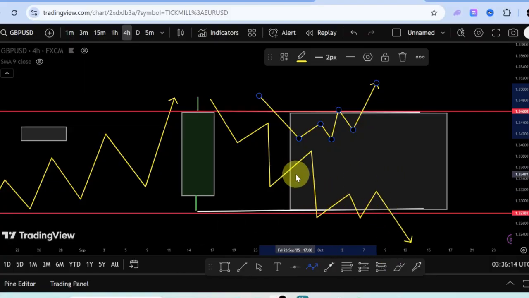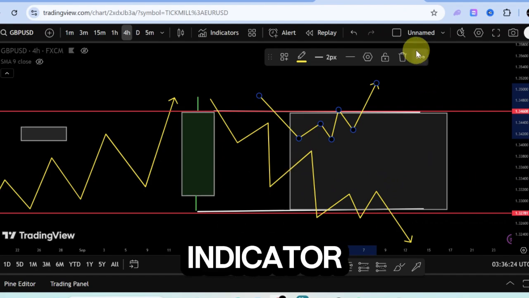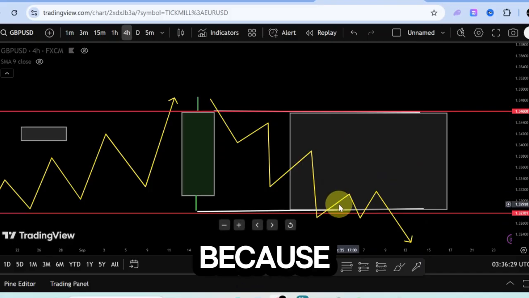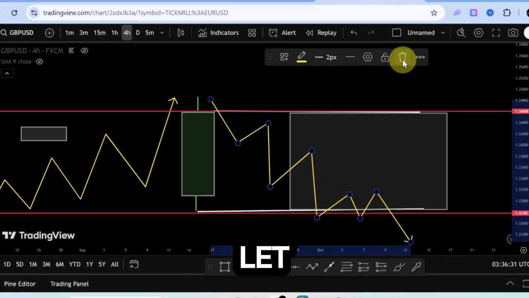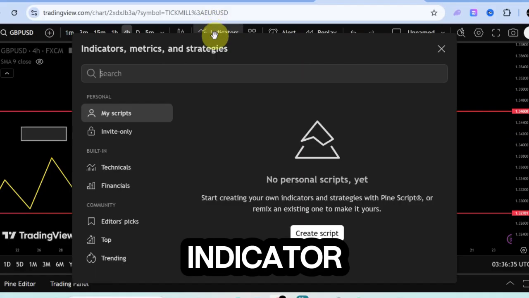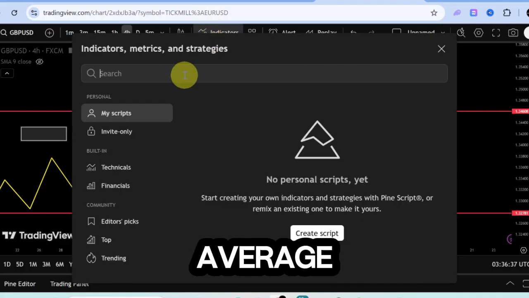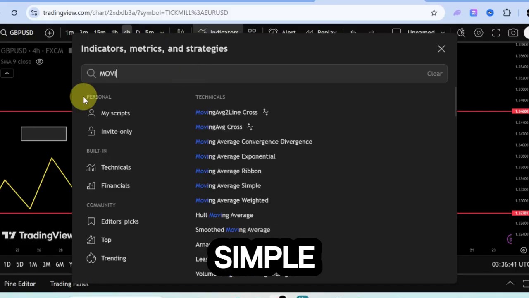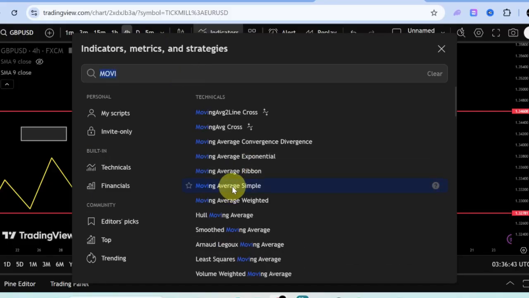I'm going to show you an easy indicator that you can use to predict if you should be buying or selling. This is how it works. That indicator is called the moving average. I want to use the moving average because it can also let you know the market direction. Go to the indicators and search for moving average, either the 20 period exponential moving average or the simple moving average. I'm going to put in this moving average.